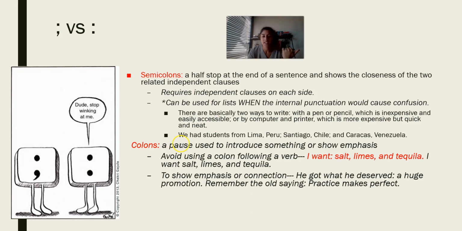Colons, on the other hand, are often used to introduce something and show emphasis, and they don't have as rigid a set of rules as semicolons do. So a colon can introduce an incomplete phrase or even a single word, whereas a semicolon makes sure that you have complete sentences. You also want to avoid using a colon after a verb, because that is just a sentence. You don't need to pause and emphasize these things necessarily, so that one can just be written out as a list.